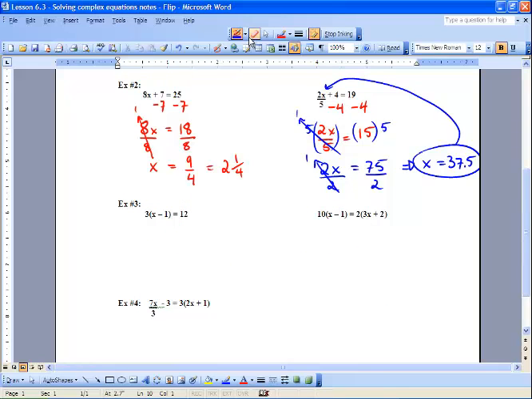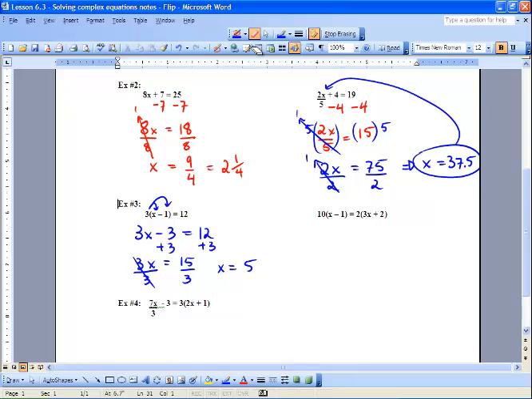Next we've got a little bit of foiling, so we're adding in what we did last term and last section. So this says 3 times x and 3 times negative 1. So we've got 3x minus 3 equals 12. Now there is a couple different ways to do this, but we're going to do this way first. And then we're going to go plus 3, and we get 3x equals 15. Next we're going to divide by 3, and our x turns out to be 5.